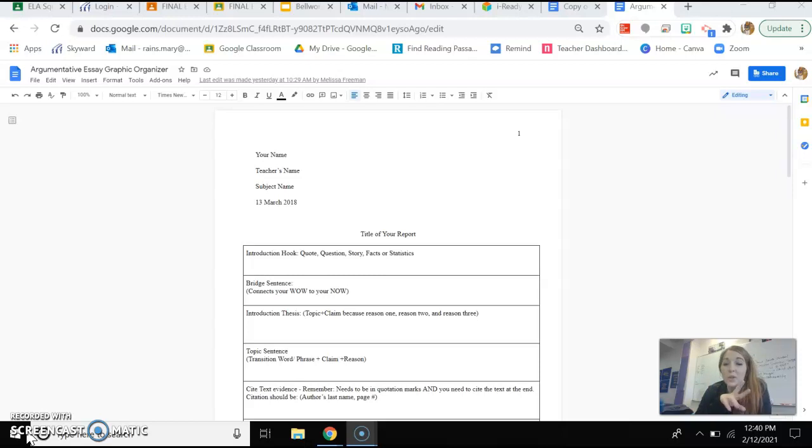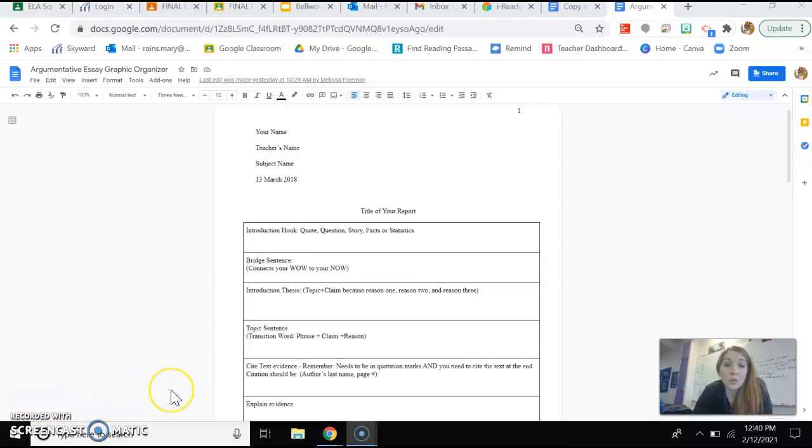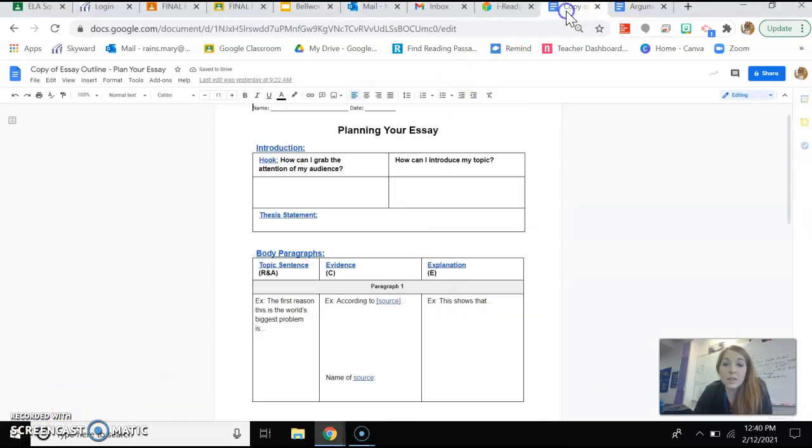I'm also going to be showing 2 different templates depending on which one you guys are using. So just make sure you follow along with the one that you have or that you're working on. So this is the first one. It looks like this. The second one looks like this. Very similar. It's just visually different.